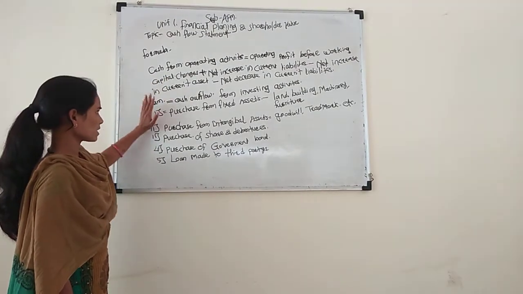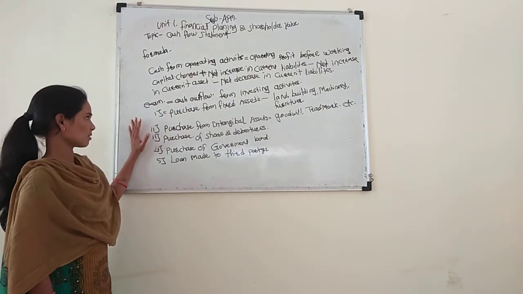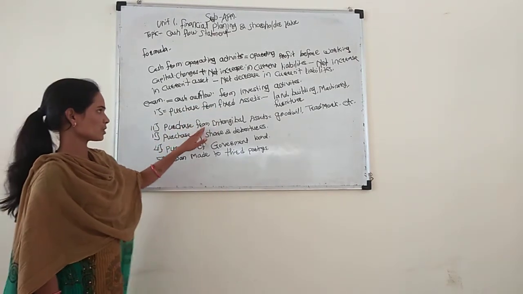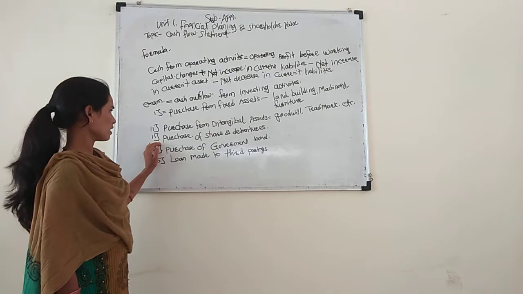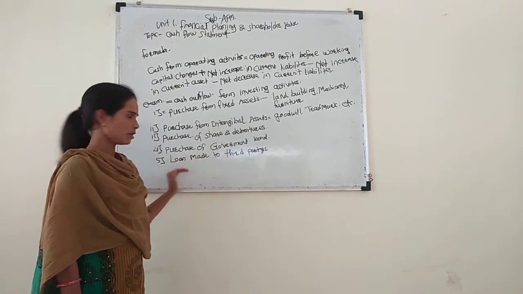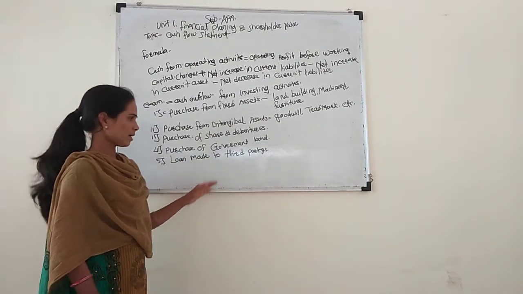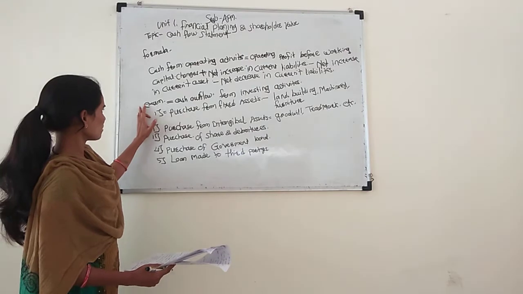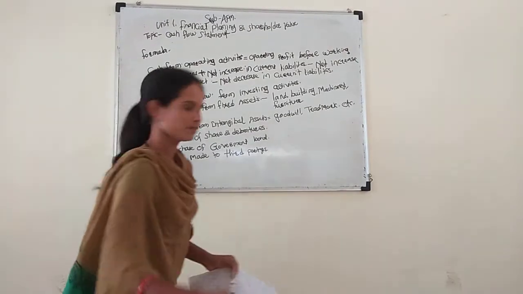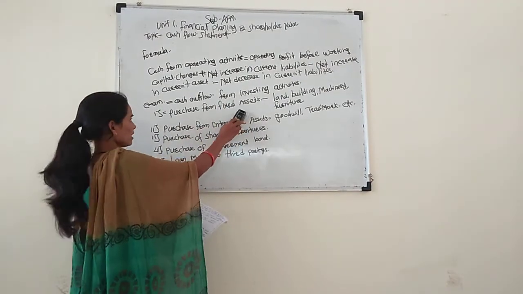These are five examples of cash outflow from investing activity. First, purchase of fixed assets. Second, purchase of intangible assets. Then purchase of shares and debentures, and purchase of government bond. And the last one is loan made to third parties. This is the example of cash outflow. Next one is financing activity.